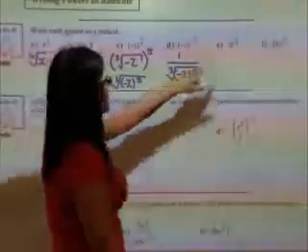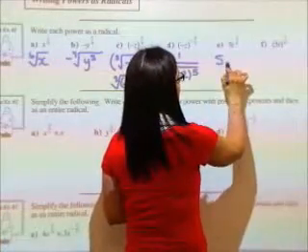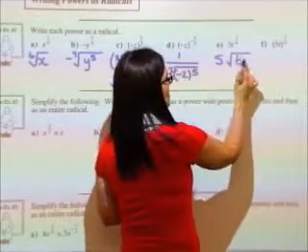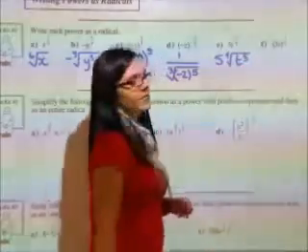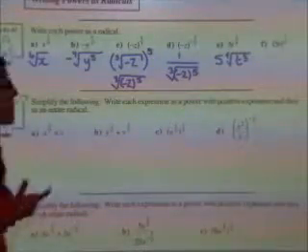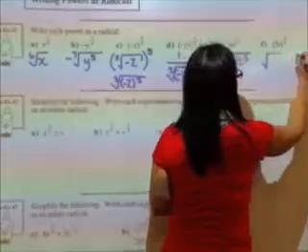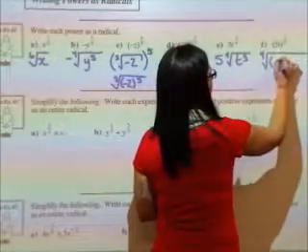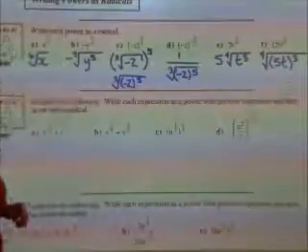With E, what we have to be careful of is this 3/4 does not apply to the 5. So the 5 is going to stay outside the radical. The 4 becomes the 4th root of t to the power of 3. Whereas in F, the 5 is part of the 3/4 because of the brackets. So this becomes the 4th root of 5t to the power of 3.